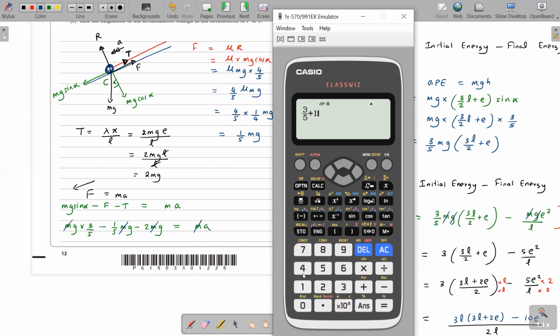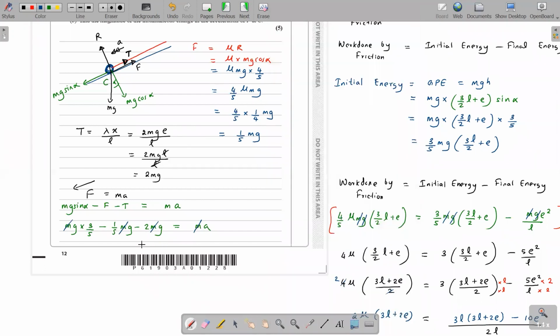3 over 5 minus 1 over 5. That is 3 over 5 minus 1 over 5 minus 2, which gives me minus 8 over 5. Is that okay? Check on this again. Sine alpha minus friction minus tension.